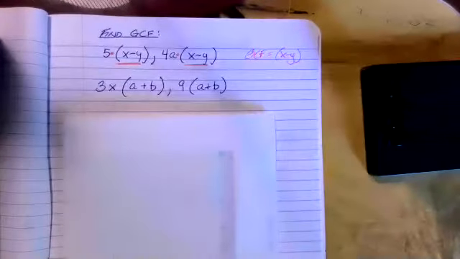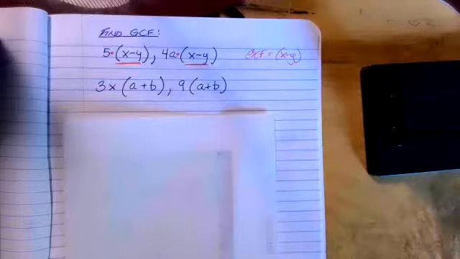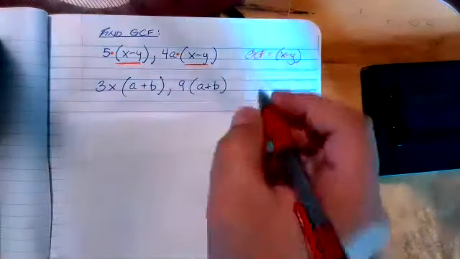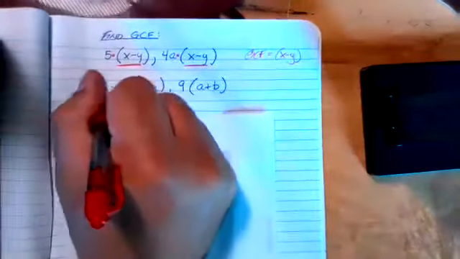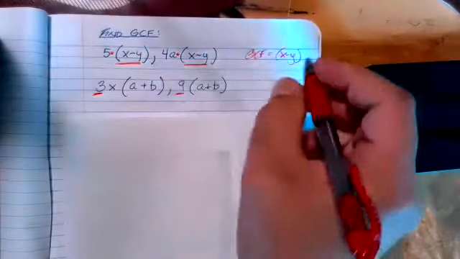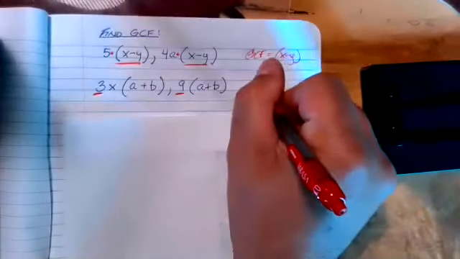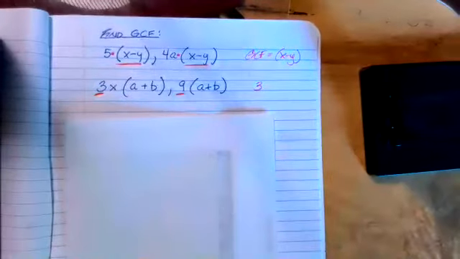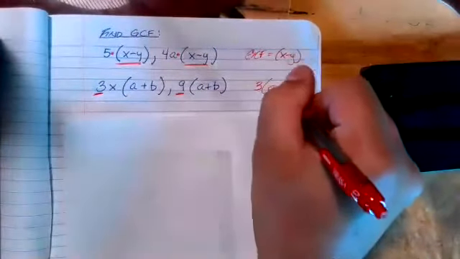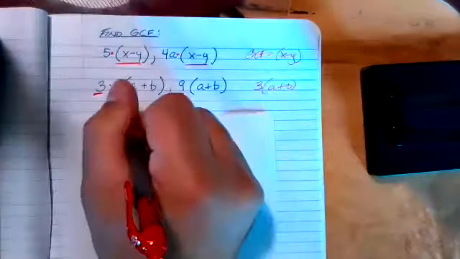3x(a plus b) and 9(a plus b). What do these both have in common? 3 parentheses a plus b. I agree. 3 and 9, so 3 goes into both of those, and they both also have a plus b.